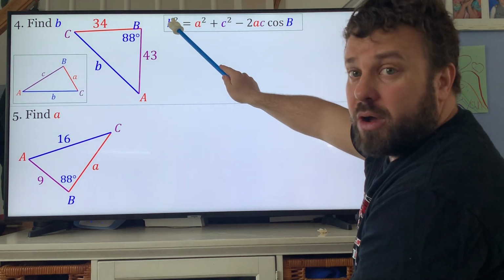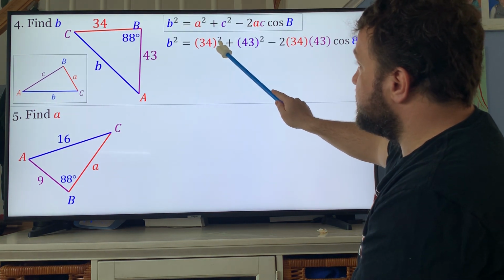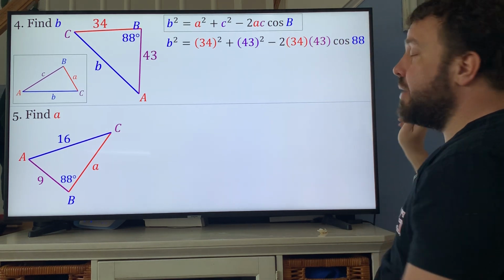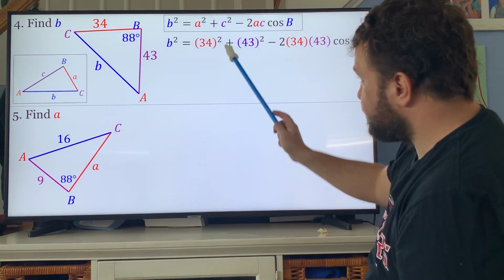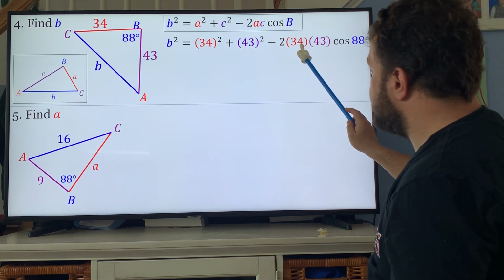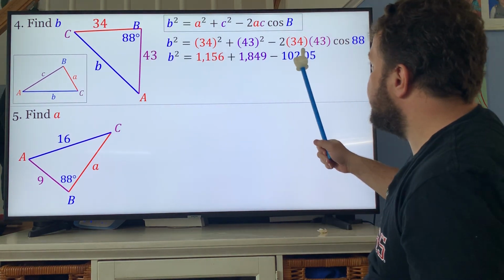Do we have B? No. But we have A squared. We have C squared minus 2AC cosine. And we have the angle. Very good. Square, square. Multiply this all through. 2 times 34 times 43 times cosine 88. And that gives you a number.